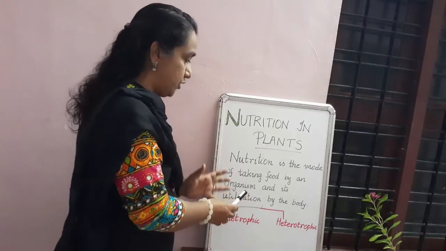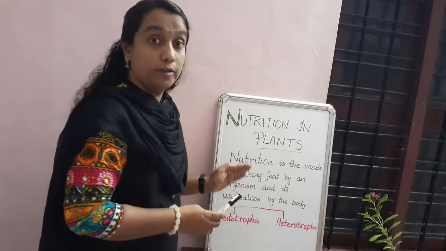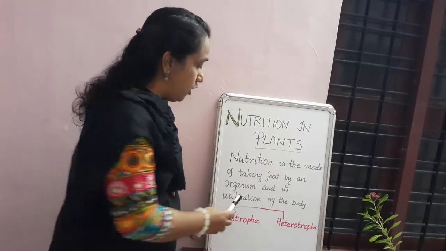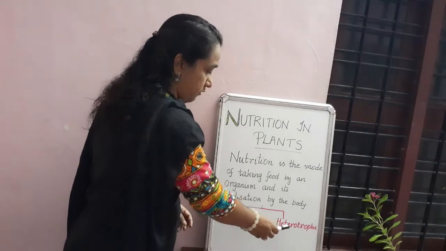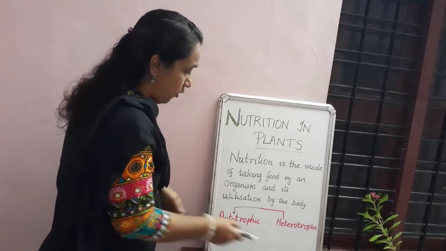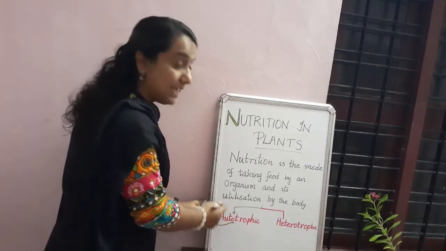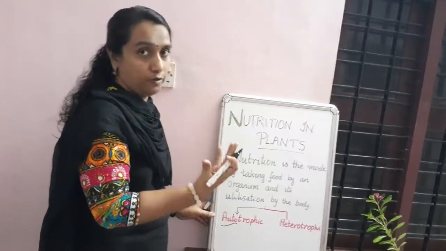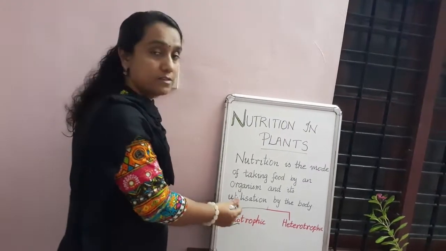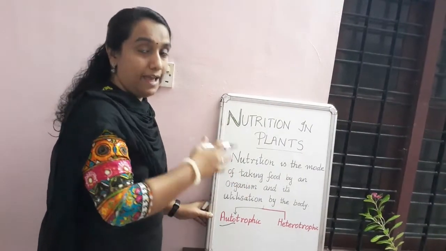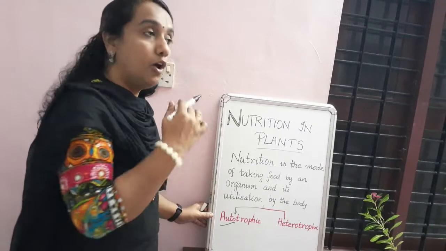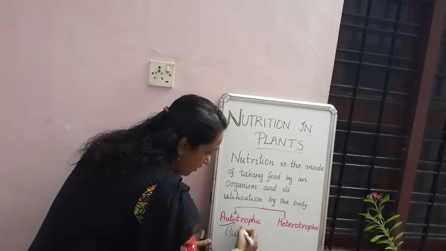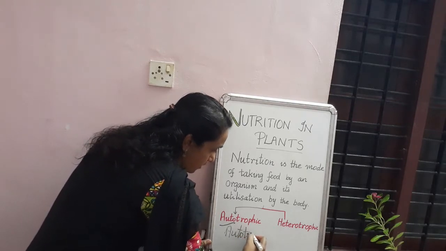So nutrition is divided depending upon the mode of nutrition. The organisms are divided into two: autotrophic and heterotrophic. Auto means own. The organism which can prepare their own food is known as an autotrophic organism, and those organisms are known as autotrophs.